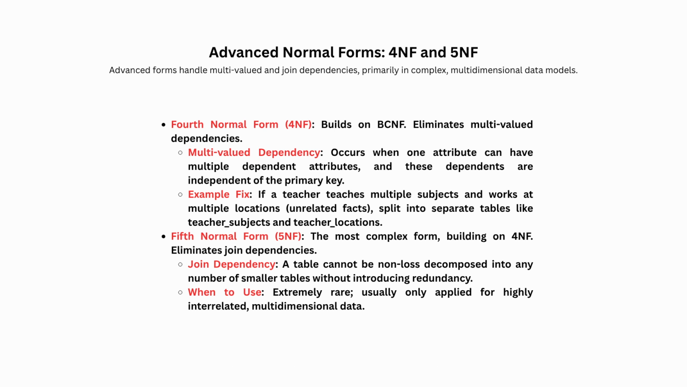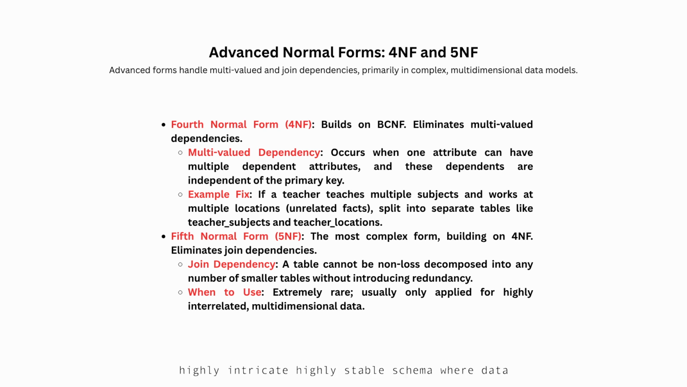The fifth normal form, 5NF, is truly academic for most systems, dealing with rare join dependencies. Essentially, 5NF ensures that joining smaller, non-redundant tables doesn't introduce new information that wasn't already available, minimizing the risk of redundancy from complex joins.